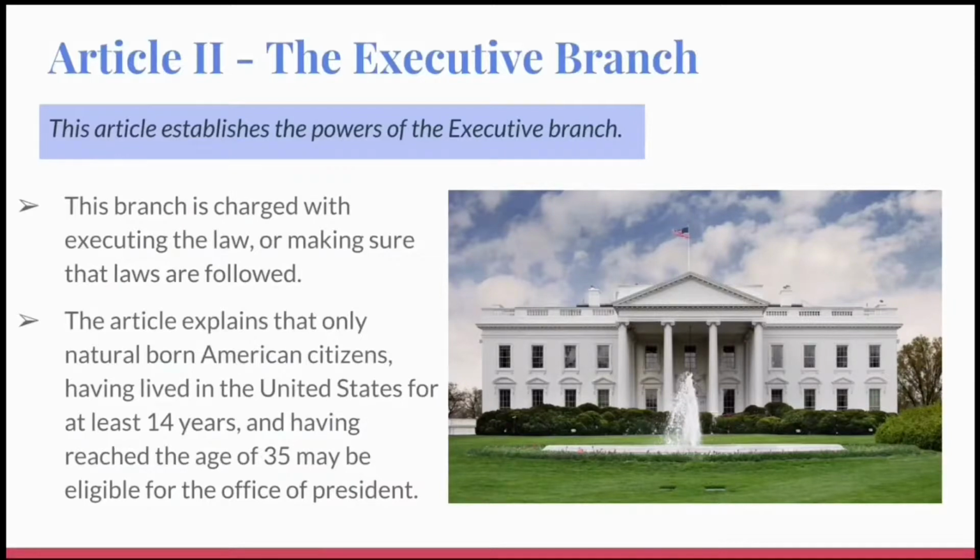Even though he's been here for more than 14 years and he's definitely over 35, he is not a natural-born citizen, and so he cannot be our president.